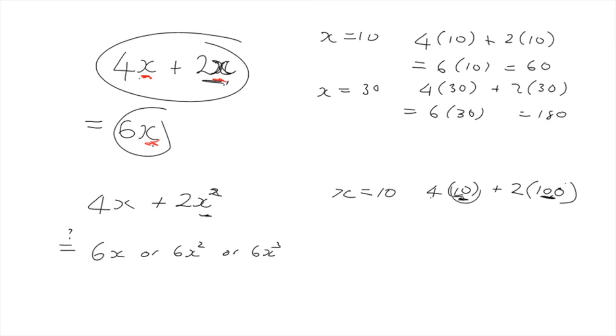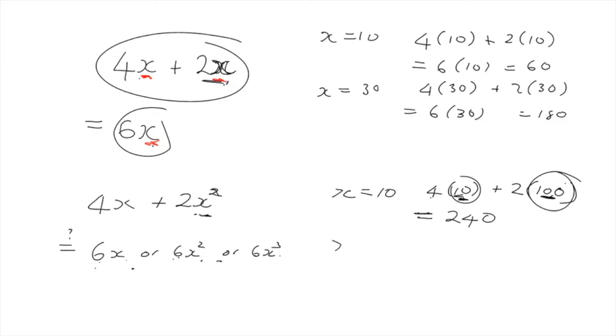So this and this are different things. So we can't just neatly say, oh, we've got 6 tens or we've got 6 hundreds or whatever. It's two totally different things. And the answer here we'll get is 240, which isn't either 6 tens or 6 hundreds or even worse, 6 thousands.